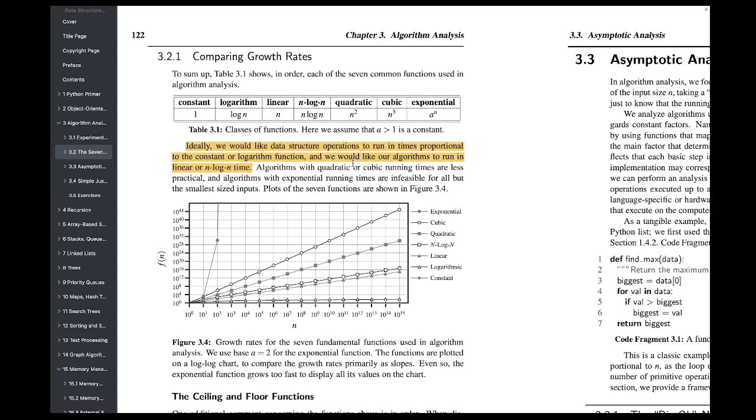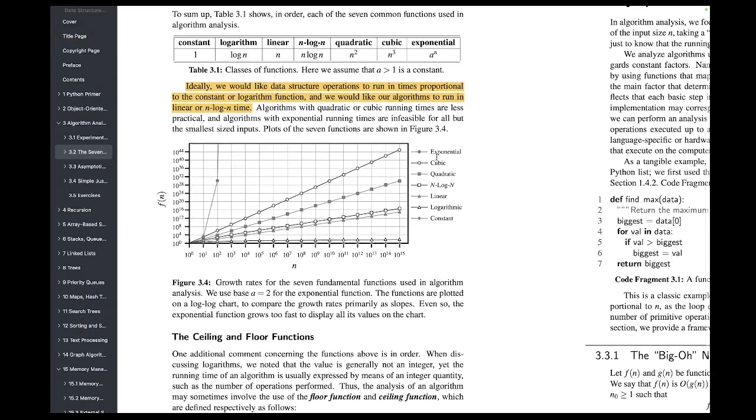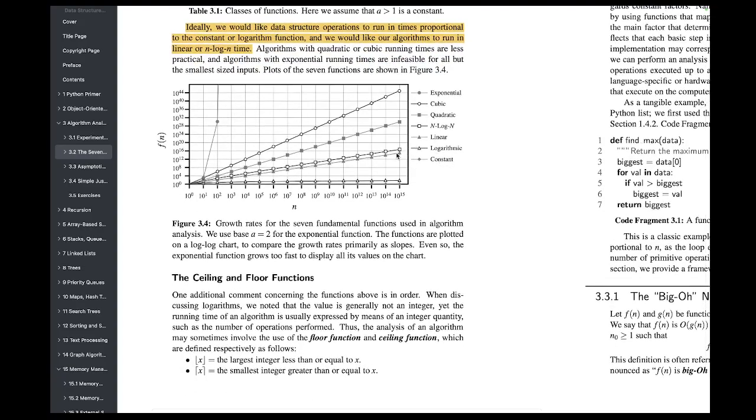Yeah, we want constant or linear. Okay, so constant or log for data structures, and linear or n log n for algorithms. Yeah, n log n is barely slower. You can see exponential just skyrockets.